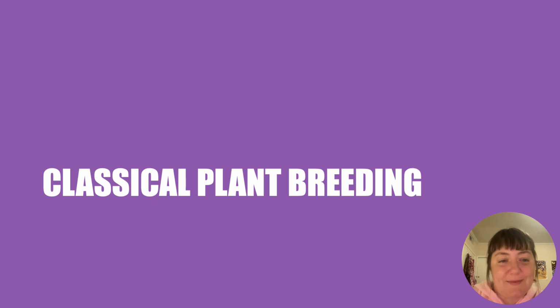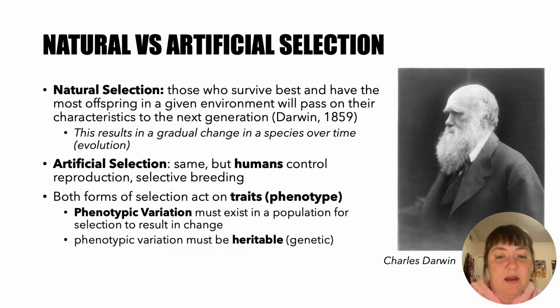And this section is going to be on classical plant breeding. And by classical, I just mean before the discovery of DNA. What techniques did people use to do plant breeding, and what were their results? And first, let's talk about the difference between natural versus artificial selection.